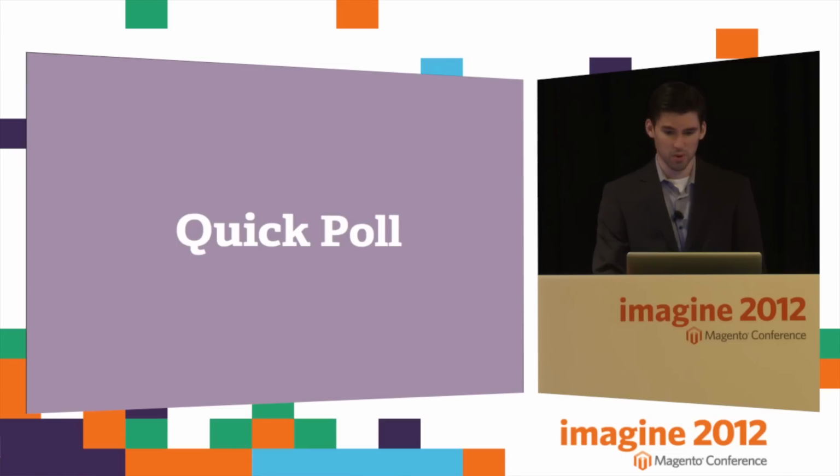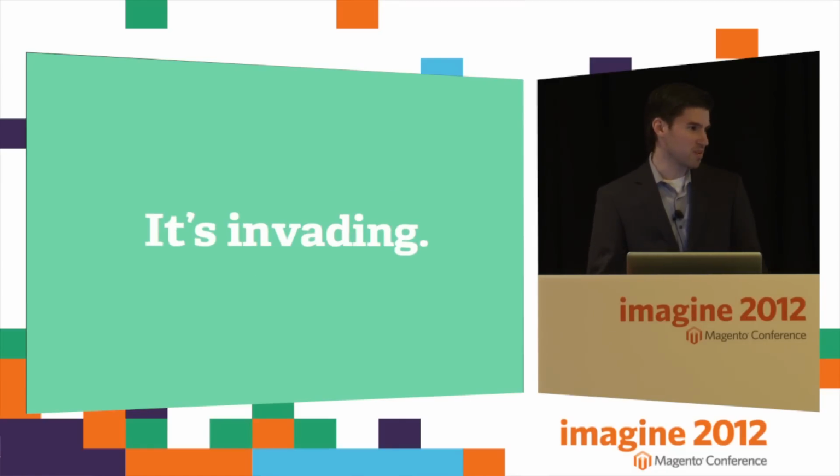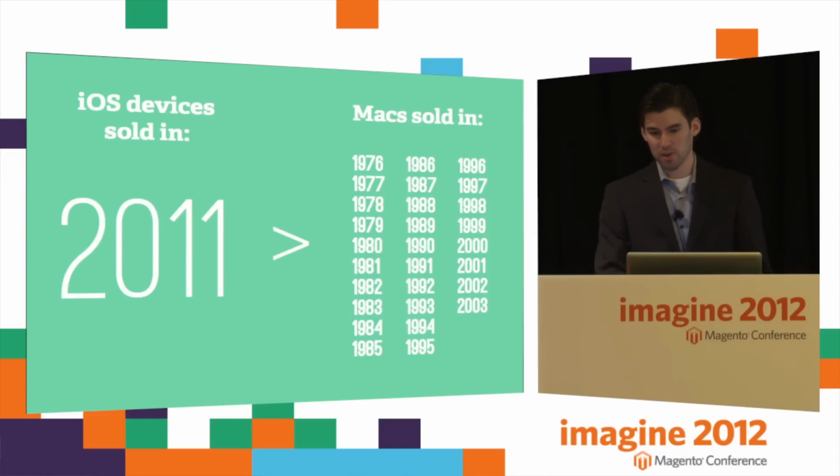Let's do a quick audience poll. Please raise your hand and keep it raised. Who owns an iPhone? Who's got an iPad, iPod Touch, Android phone, Android tablet, BlackBerry, Kindle, any other smart device? Windows phone too, thanks Tosh. We've got most of the hands in the room up. Mobile isn't emerging. It's already here, it's ubiquitous, and it's not slowing down. Mobile devices are selling significantly faster than their desktop counterparts. Apple sold more iOS devices in 2011 than all the Macs it sold in the first 28 years combined.